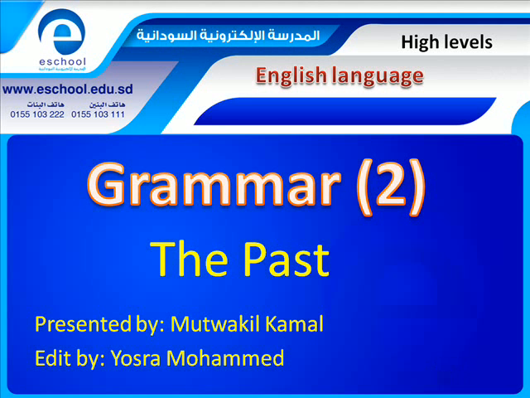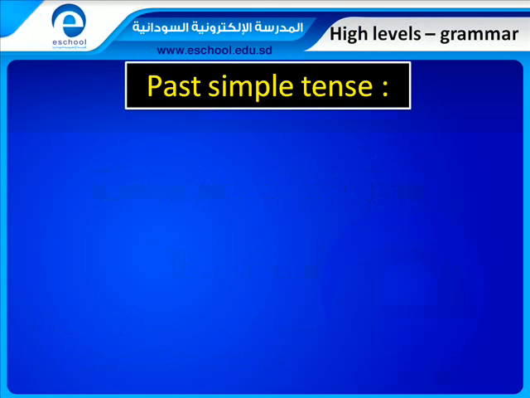Hello, we are going to continue with the grammar, and here we have the past. We use the past simple to speak about actions that happened in the past and finished in the past. Our form of the past simple tense is subject, here subject is a noun or pronoun, plus verb in the past tense.